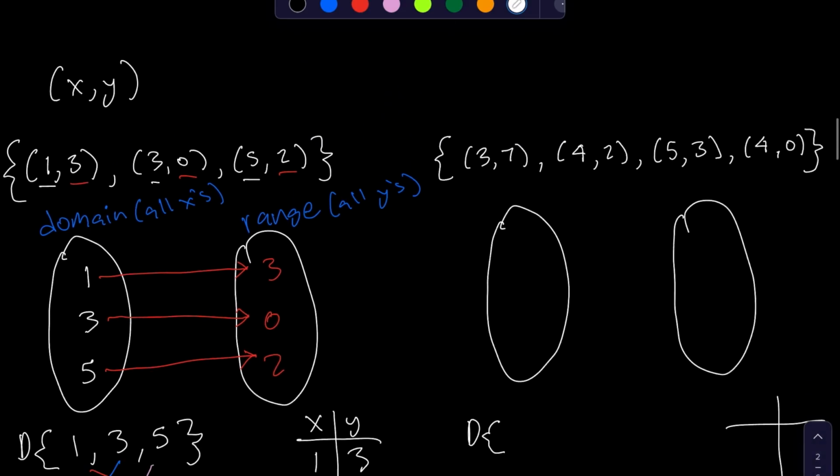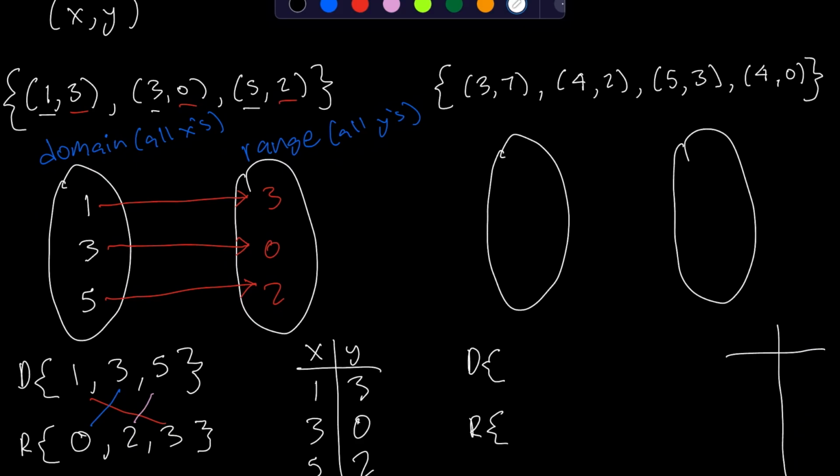Now let's look at the right problem. So we can draw in our table again. So we have domain, which we know is all x values, and range, which is all y values. Now let's write it in here. So we have 3, 4, and 5 as all our possible x values. We don't have to write 4 again for this kind of example. Then for our possible y values, we have 7, 2, 3, and 0.